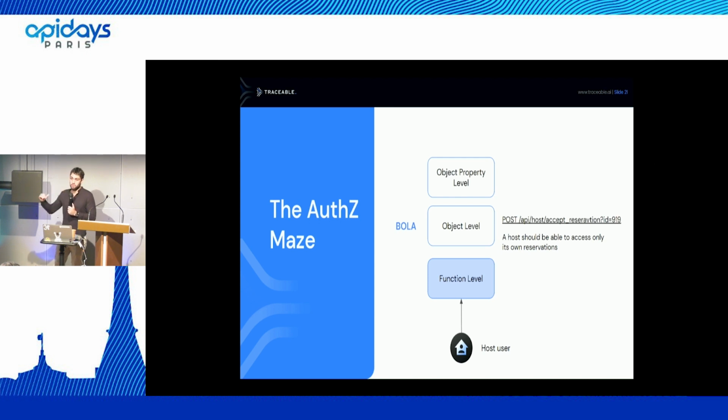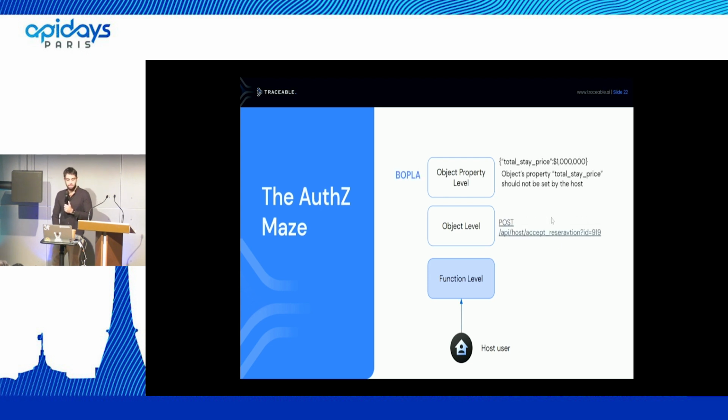This is the most common vulnerability today in APIs. I personally find it in 95% of the APIs that I test. Many times it can lead to account takeover, to information disclosure, like stealing information of other users and so on. And then the new category of authorization is object property level authorization. We call it BOPLA. This is the new category that we added.